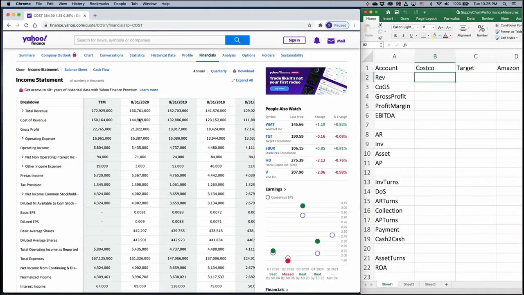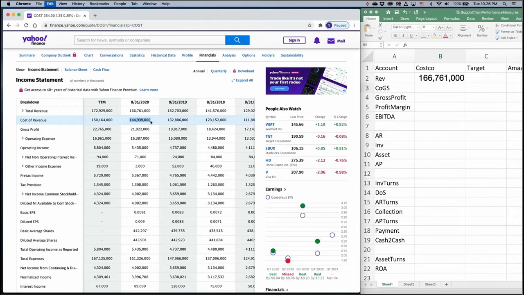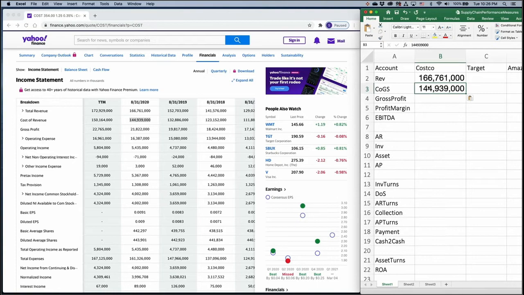For revenue, we use 2020 revenue. This is total revenue. I just copy this information, and also cost of goods sold. Instead of cost of goods sold, they use cost of revenue because they sell not only product but also service as well. So that's why they use cost of revenue. So you can copy cost of goods sold or cost of revenue, and profit margin, gross profit will be computed later.